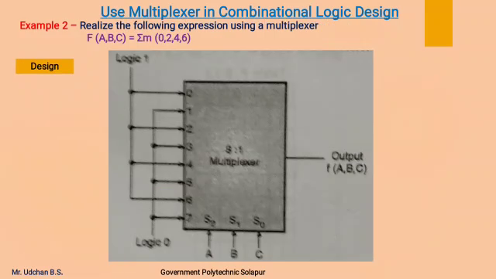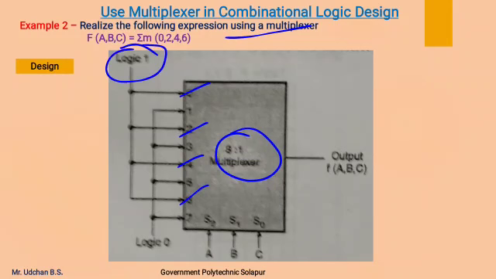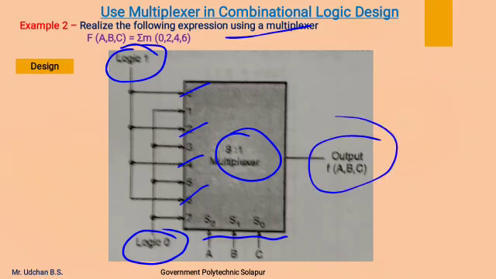Now the next example is function of A, B, C equal to summation m 0 to 4, 6. Here the direct equation is given in the problem, so we are going to consider again an 8 to 1 multiplexer as there are 3 inputs. So an 8 to 1 multiplexer has 3 select lines, therefore we are using an 8 to 1 multiplexer again, and here we are going to connect 4 inputs from these 8 inputs, 0, 2, 4 and 6, to logic 1, and all the remaining inputs we are going to connect to logic 0. And these are the 3 select lines, and this is our output.